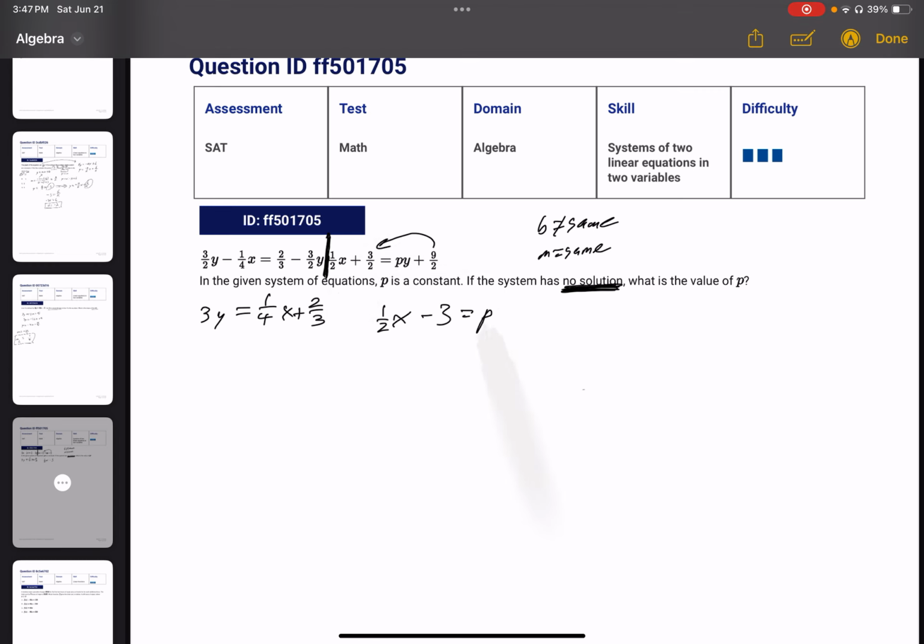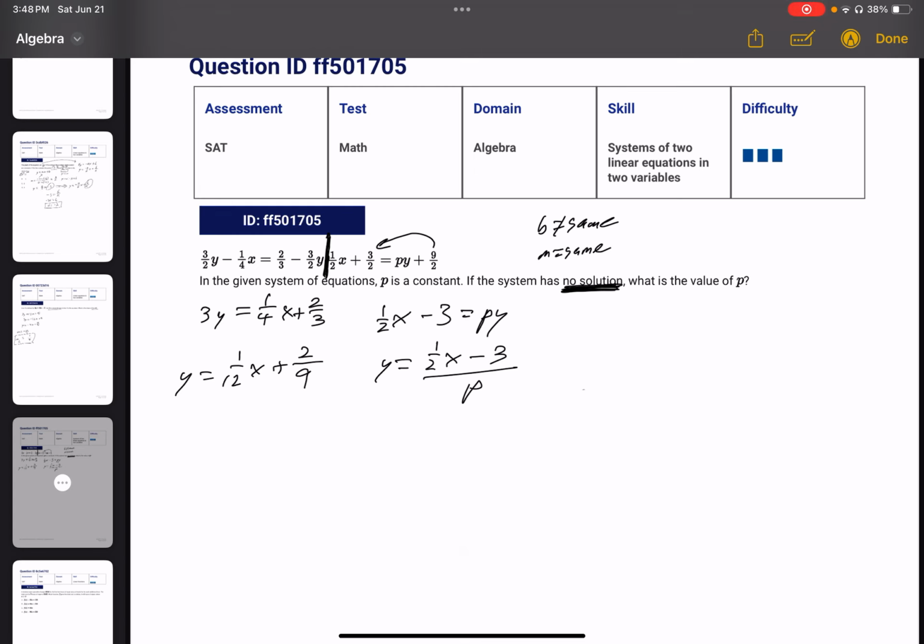And then we have that is equal to py. So I'm just going to write this like this. So we have y on this side. And then I'm just flipping the equation so it's easier to see. And then we have y on this. So y is equal to 1/2 x minus 3 all over p. And then we have y is equal to 1/12 x plus 2 over 9.